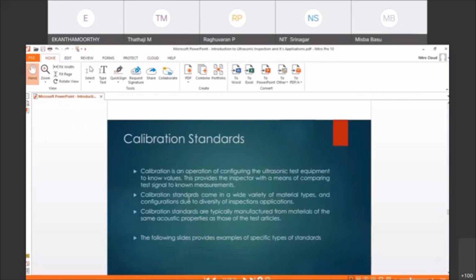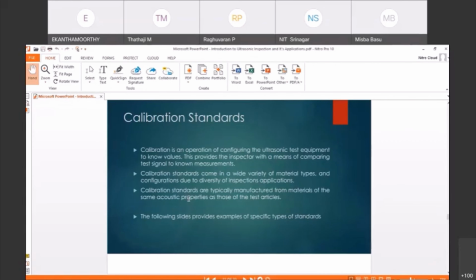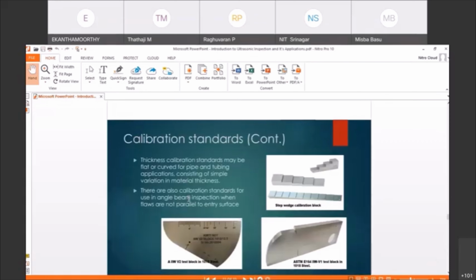So some of the typical standards. These are the calibration standards. We will use this one for measuring thicknesses. This one is the step base. Generally, we do the calibration using the step base for measuring thicknesses, either for a thickness gauge or flaw detector also. This one is the IIW, International Institute of Welding, V1 block. This one is the V2 block. It has all dimensions that we'll see.